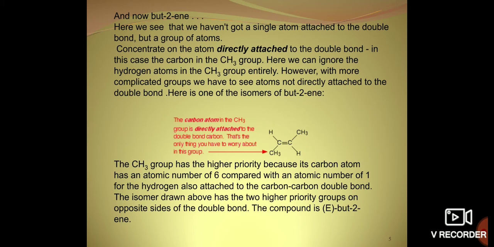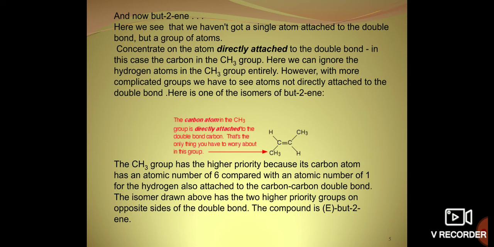So here we see that we haven't got a single atom attached to the double bond but a group of atoms. यहाँ पर group of atoms and not single atom. Concentrate on the atom directly attached to the double bond, in this case the carbon in the CH3 group. यहाँ हमें concentrate करना पड़ेगा on CH3 इस carbon के ऊपर. Here we can ignore the hydrogen atoms in the CH3 group entirely. However, with more complicated groups, we have to see atoms not directly attached to the double bond.